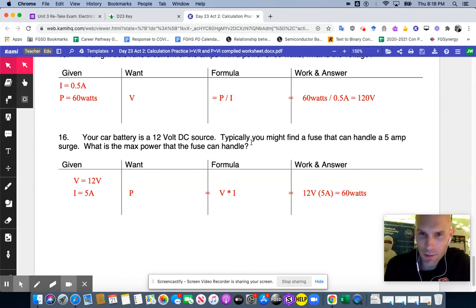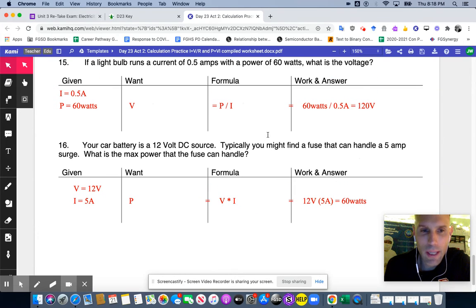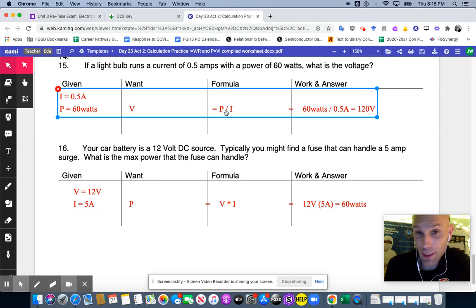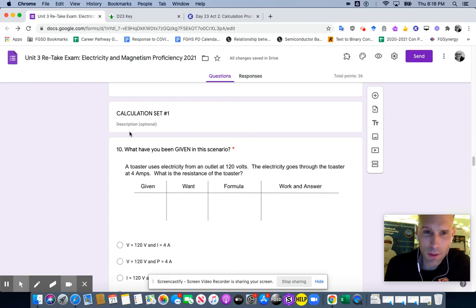Anyways, I just scrolled through some example problems. You can pause the video, zoom in if you need to, but power equals voltage times current. So voltage also equals power divided by current. You're going to do some similar problems here. Calculation set 1 asks you the question: a toaster uses electricity from an outlet at 120 volts. The electricity goes through the toaster at 4 amps. What is the resistance of the toaster?